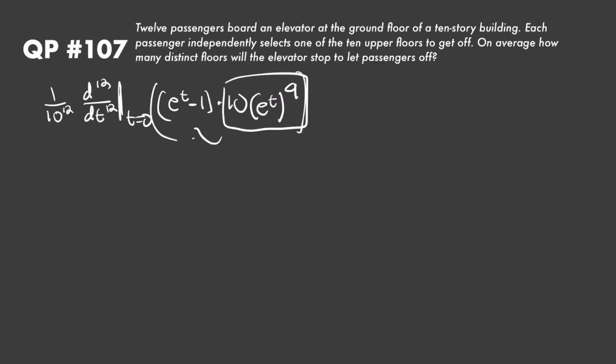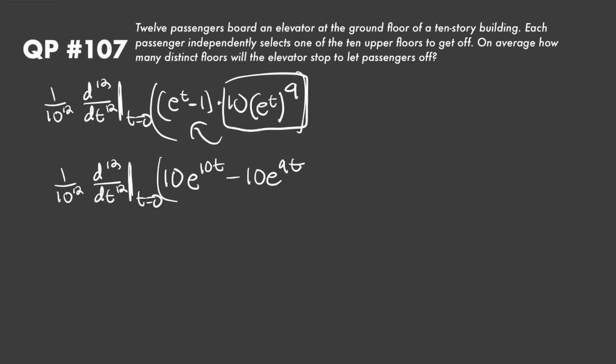I'm going to distribute this inside of here first. When I do that, I get 10 times e to the power of 10t minus 10 times e to the power of 9t. Okay, now let's just take the derivative with respect to t 12 different times in here. I'm just going to factor out the 10 first of all. When I take this 12 times, I'm going to get 10 to the power of 12 times e to the power of 10t minus, right here we took out the 10, so it's just going to be 9 to the power of 12 times e to the power of 9t.